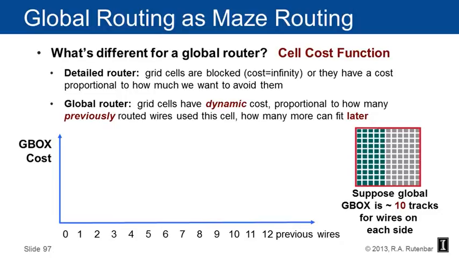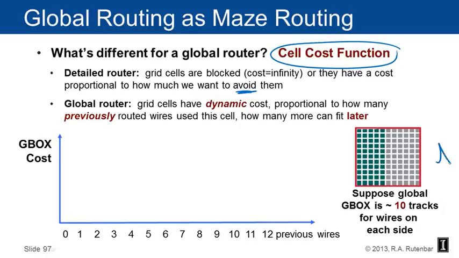So what's really different about a global router other than that it is a very coarse kind of a routing grid? And the big answer is the cost function. Right, so in a detailed router, the grid cells are either blocked, which means they have a cost that's effectively infinity, you're not allowed to use them, or they have a cost proportional to how much you want to avoid them. In a global router, the cells have a dynamic cost. The way to think about it is that in a global router, the cells have memory. They remember how many wires went through them previously. And so in a global router, the cells have a cost proportional to how many previously routed wires use this cell and how many more can fit in later.